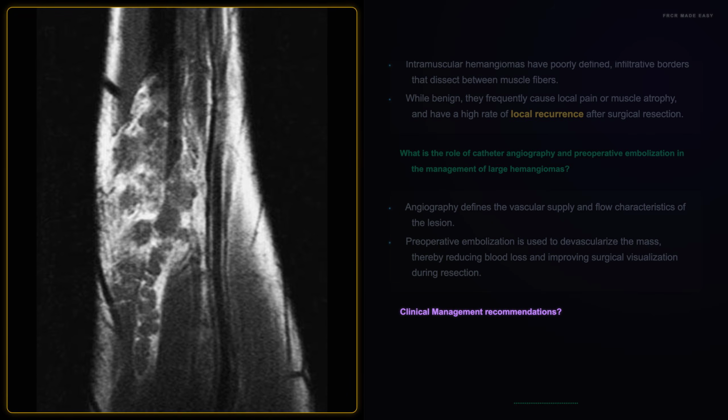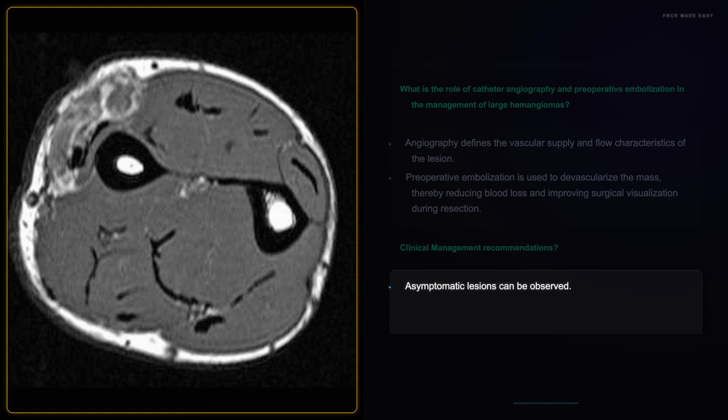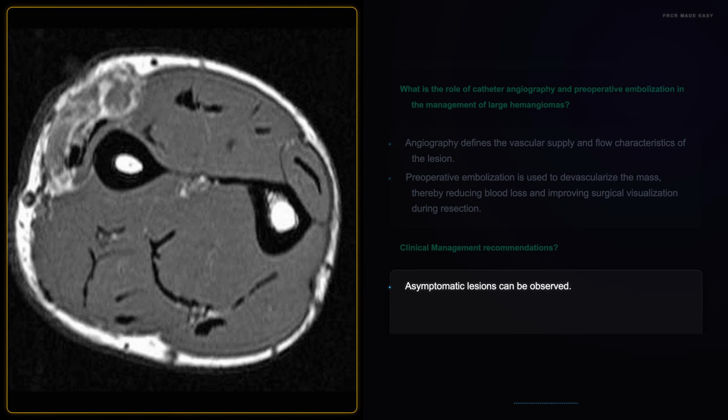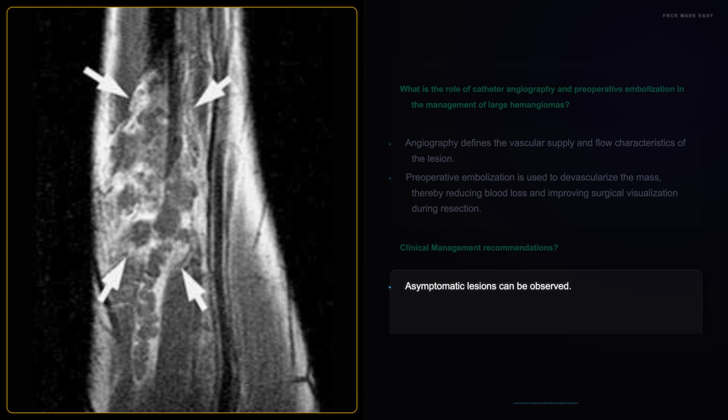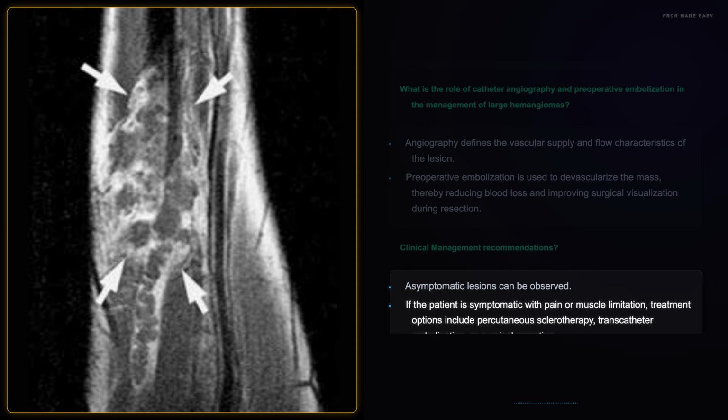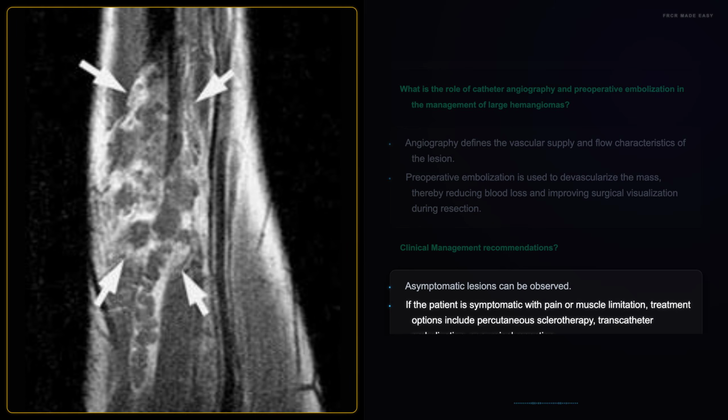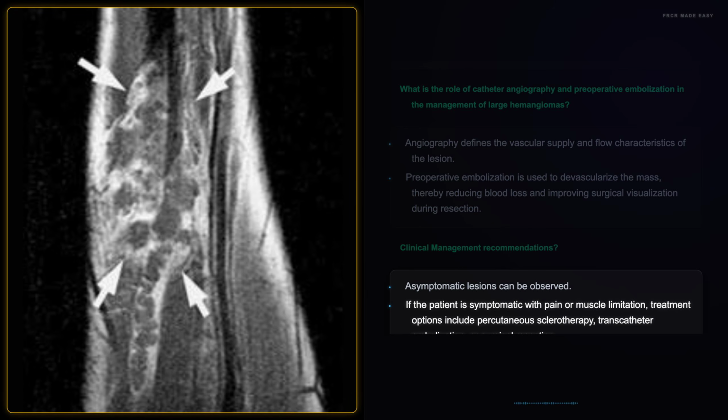Finally, what are your clinical management recommendations? Asymptomatic lesions can be observed. If the patient is symptomatic with pain or muscle limitation, treatment options include percutaneous sclerotherapy, transcatheter embolization, or surgical resection.